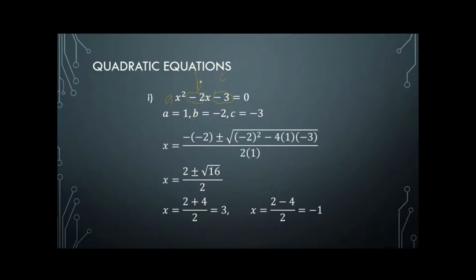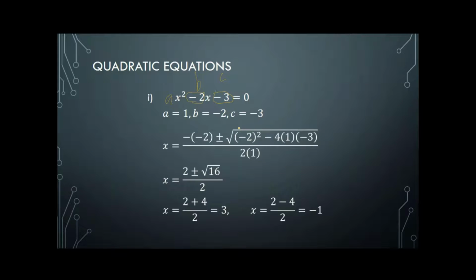So now we substitute a, b, and c into the formula. So negative b, right, so we put negative 2, plus minus square root of b squared, so we put negative 2 squared, minus 4 times a and c, so a is 1, and the c is negative 3, over 2a. What is a? a is 1.